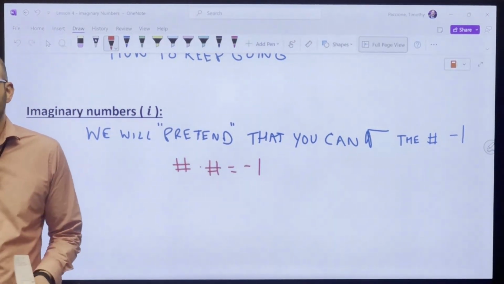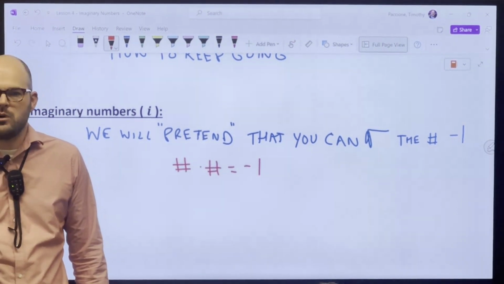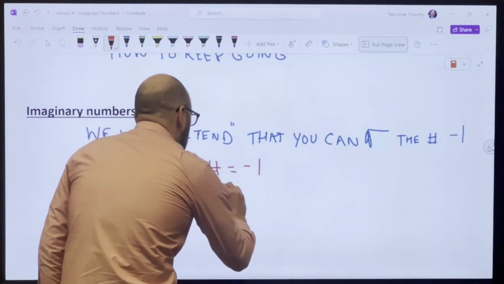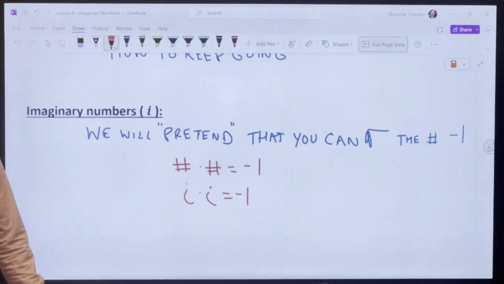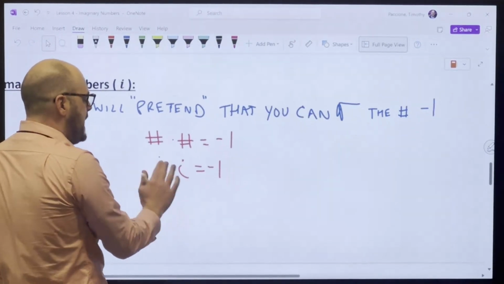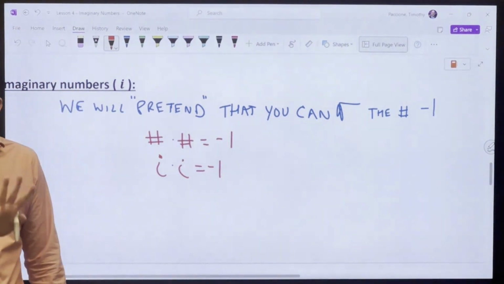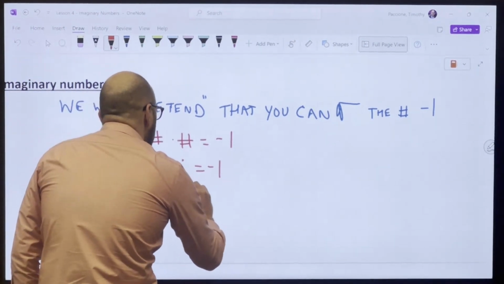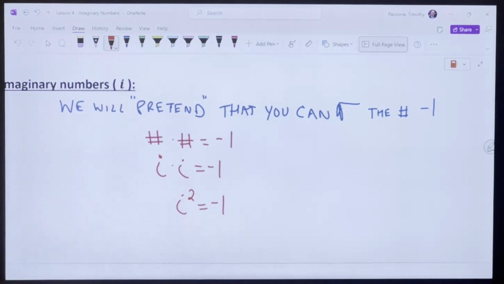But here's the thing. We don't want to have to write "number sign" every time. So somebody at some point said, let's choose a letter and we'll call it i. So i times i equals negative 1. And every time we play in this imaginary zone, we'll just use that letter to represent what we're talking about. All right, so i times i is negative 1. We know that's impossible. You can't actually multiply a number by itself to get that, but we're imagining, right? And if i times i is negative 1, well then i squared is negative 1, right? i times i is i squared, right?